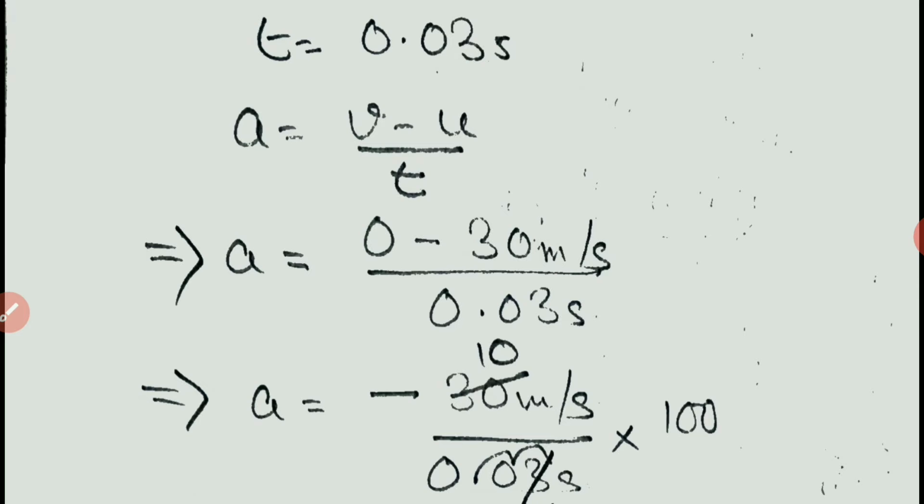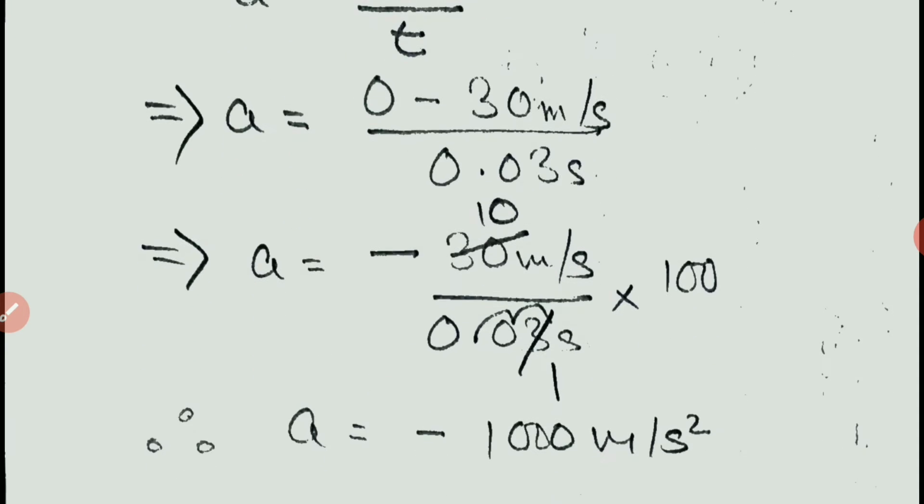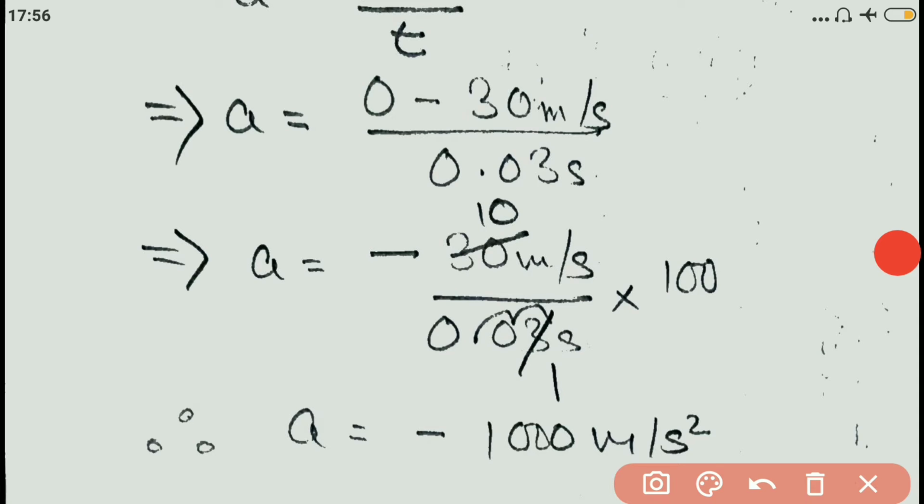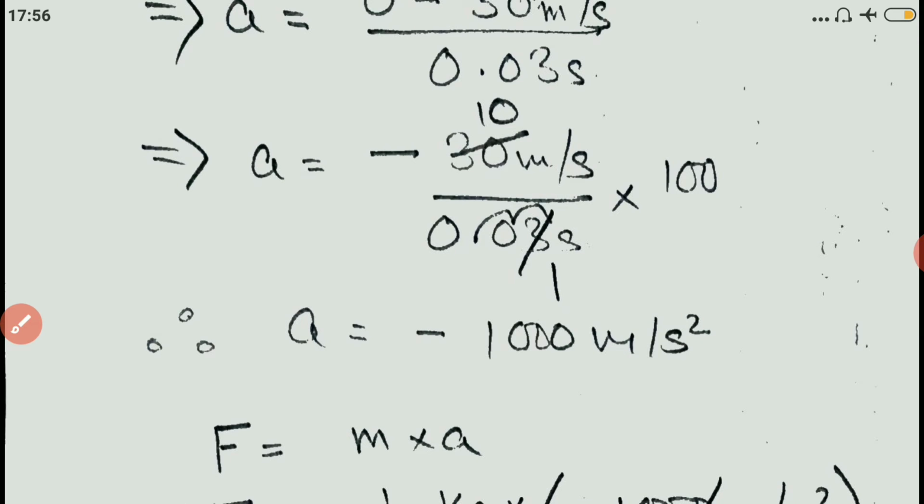Using the formula a equals v minus u upon t, and replacing the values of v, u and t, we get a equals 0 minus 30 meter per second upon 0.03 seconds. Now we have done the calculation. The point has been removed 2 times, hence this 100 comes here. Then we can cancel 3 one times 3, and 3 tens are 30. So 10 into 100 gives me 1000 with a minus sign. So acceleration is minus 1000 meter per second square.